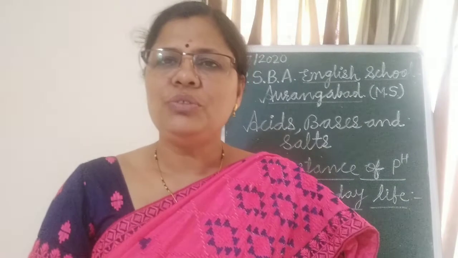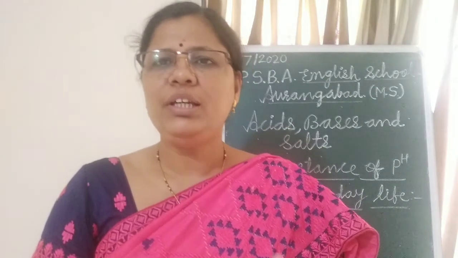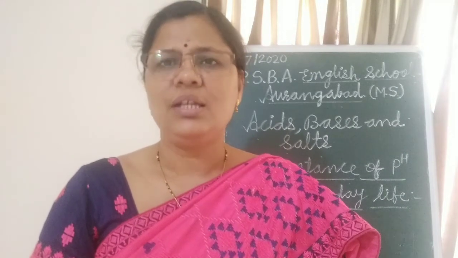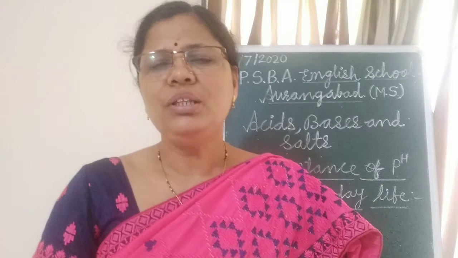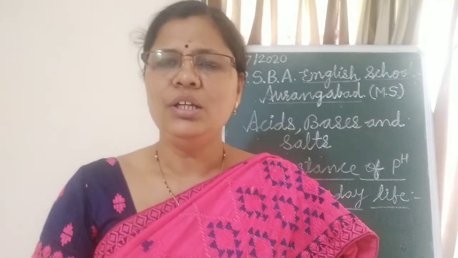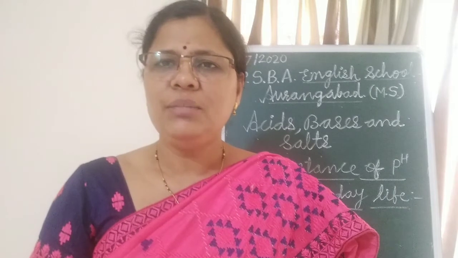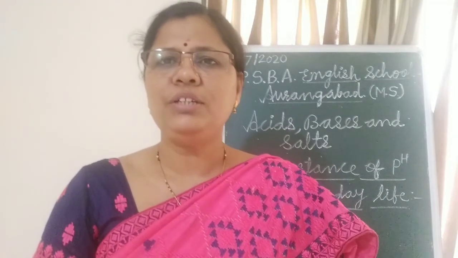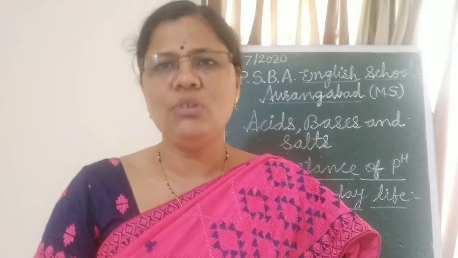Also we discussed whether quantitatively we can find out the amount of this hydrogen ion. Yes, we can find out by using the universal indicator. So what is universal indicator? Universal indicator is nothing but a mixture of several indicators which shows different colors at different concentrations.